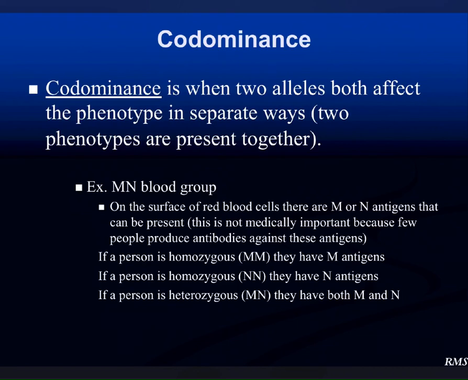So the first term that I want you to know is called codominance. Codominance is when you have two alleles that both affect the phenotype in separate ways, but they're present together. In other words, they dominate together. One does not mask the other one.